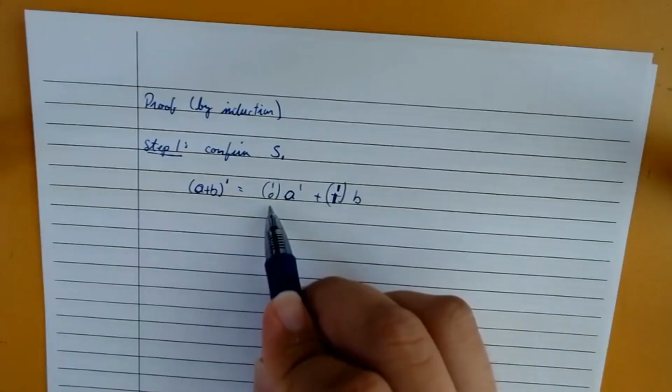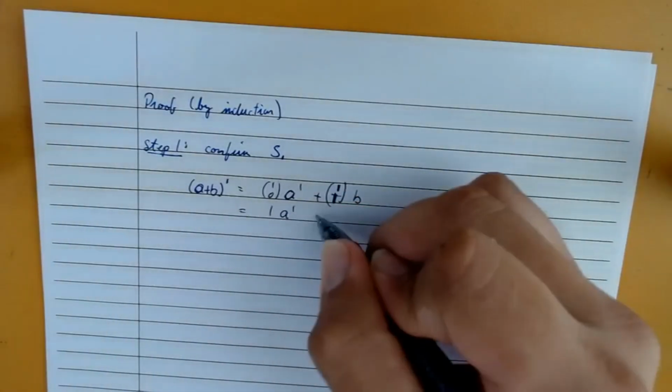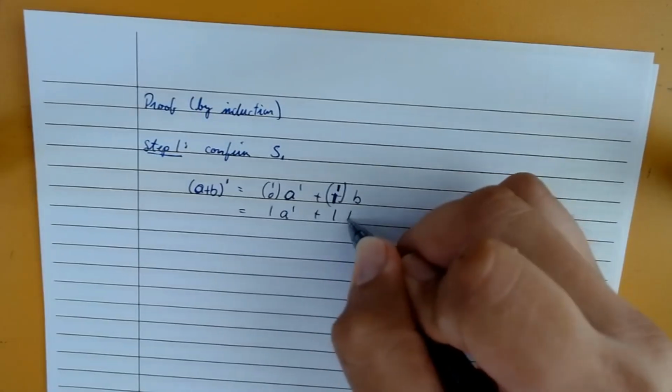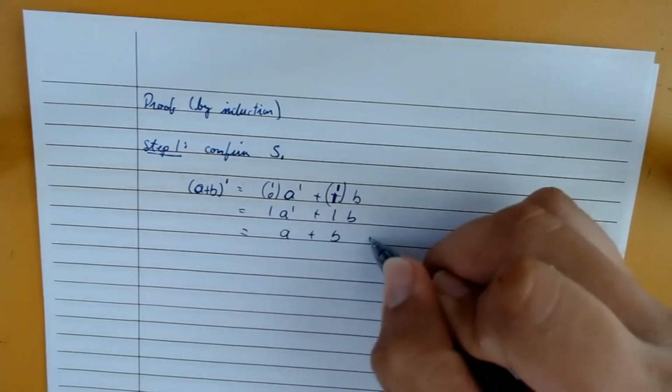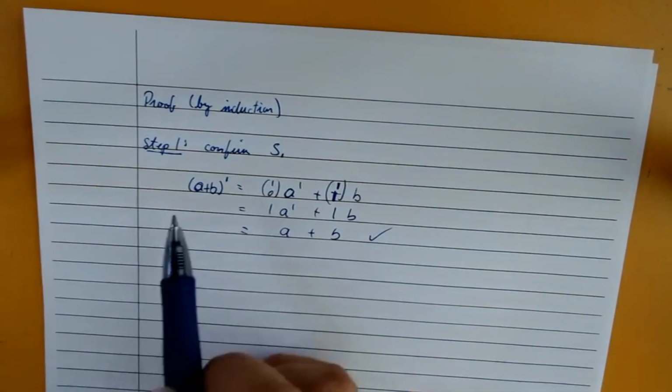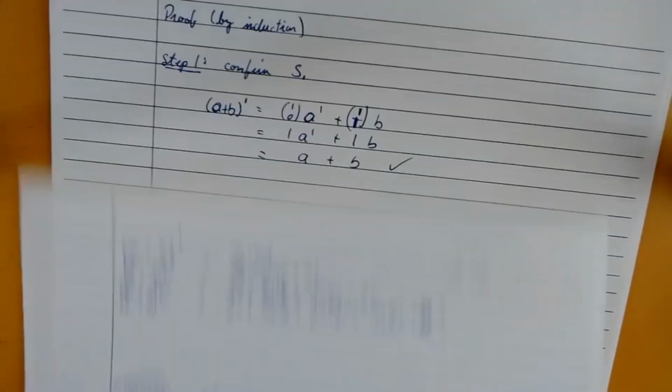Oh, but 1 choose 0 is 1, a to the first, and 1 choose 1 is also 1, b. In other words, it's equal to a plus b, which, sure enough, is true. Okay, so this binomial expansion theorem is confirmed for the case where n is equal to 1.